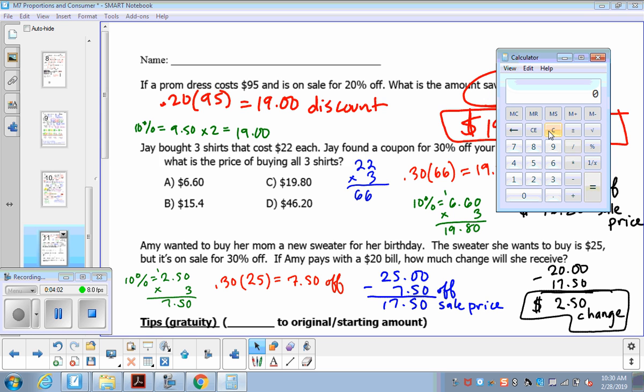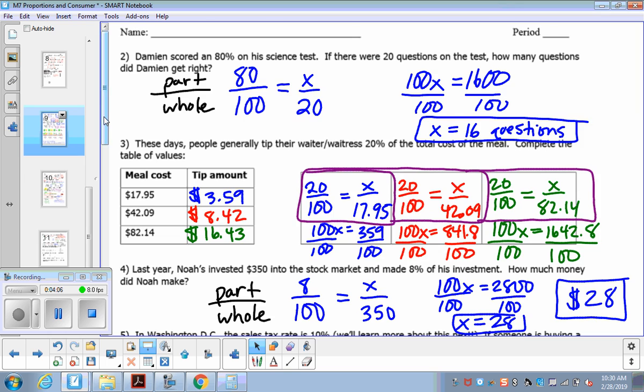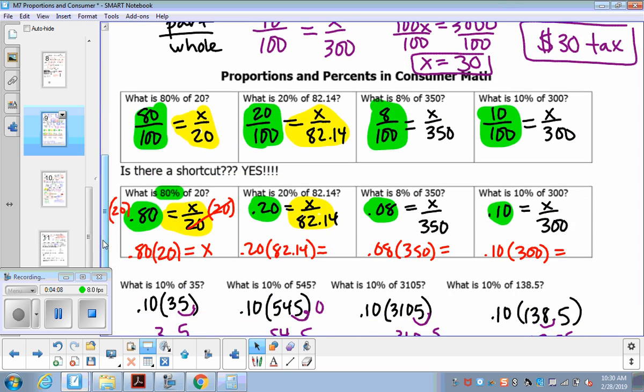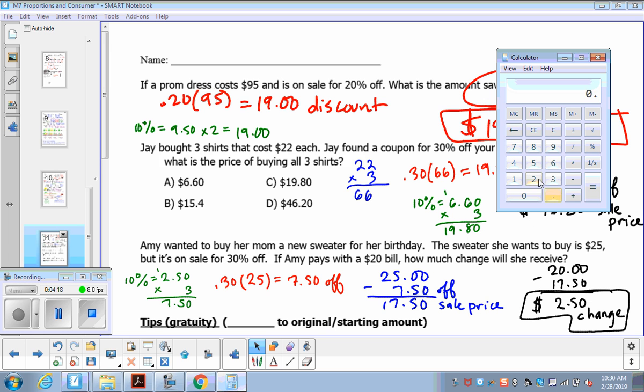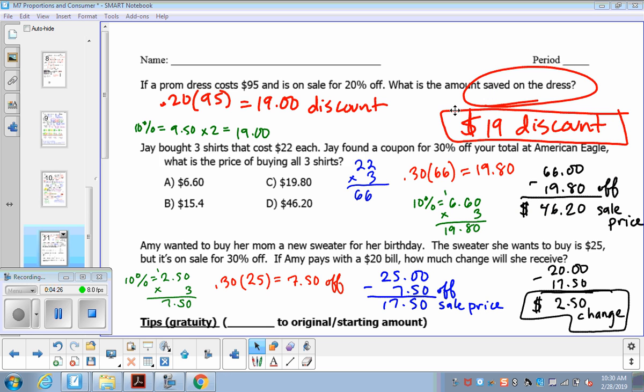Now, in a previous video, we learned how in the calculator you can just multiply the percent as a decimal by the amount. So for the prom dress problem, we can take 20% in the calculator and just multiply it times the $95, and that'll instantly tell us we're going to save $19. So the answer to this one is a $19 discount.